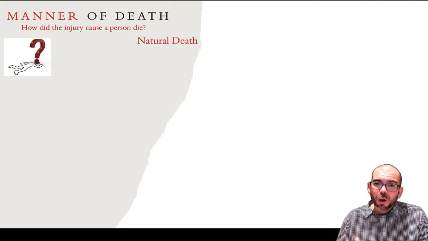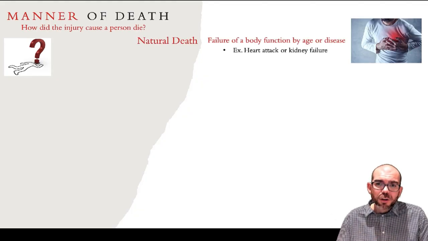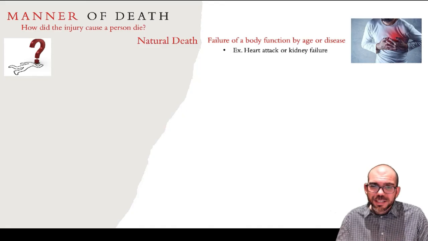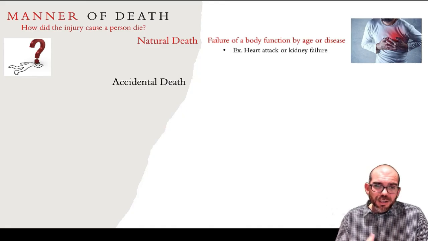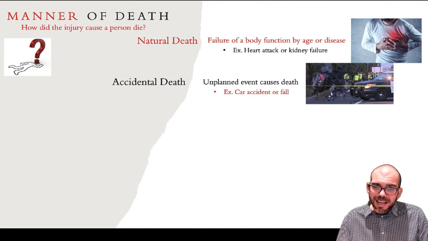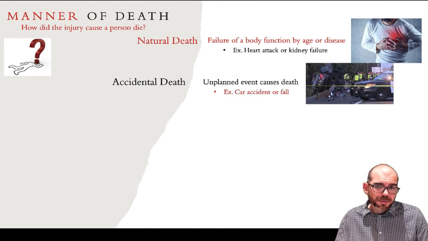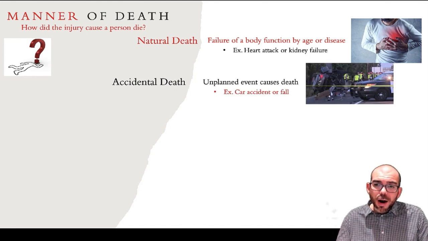It could be what we call a natural death. This is the failure of a body function by age or disease. For example, a heart attack or kidney failure. A death could also have the manner of being an accidental death. It is an unplanned event that's causing the death. Perhaps there was a car accident or someone sustained a heavy fall.